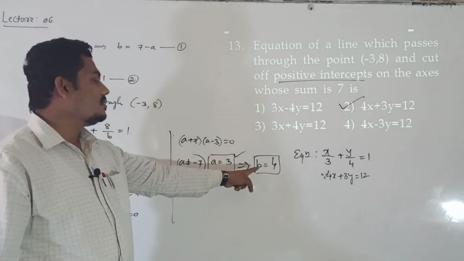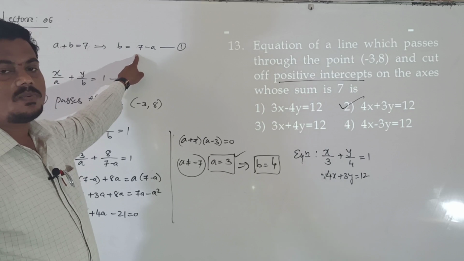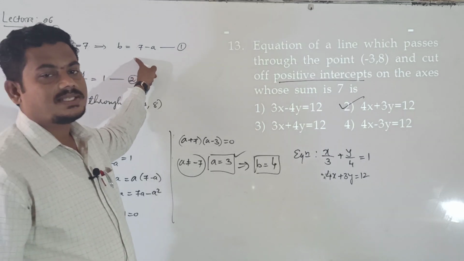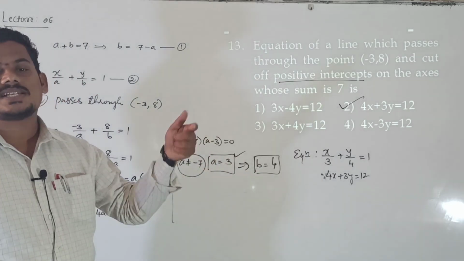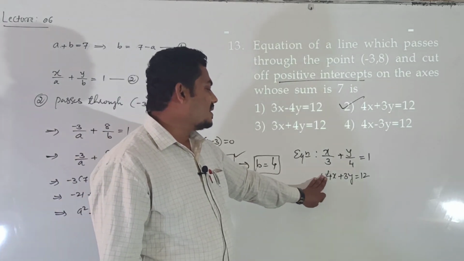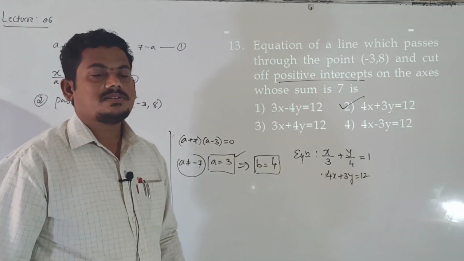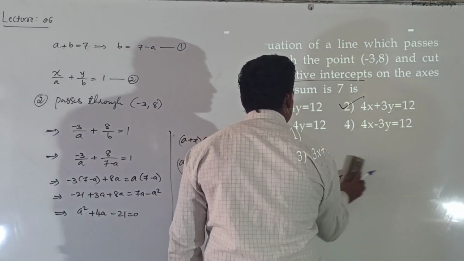After getting a value, we can write b value. Just look at equation number 1. From 1 replace a value, then you get b value. After getting small a and small b, just write the equation: 4x plus 3y minus 12 equal to 0. That is the second option.